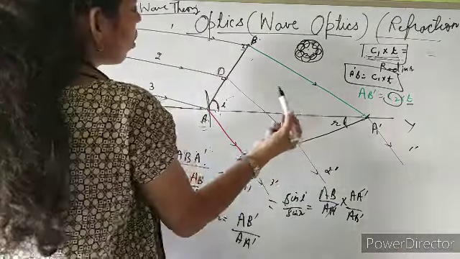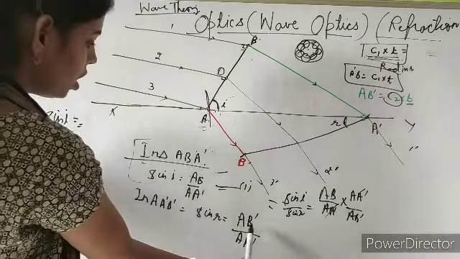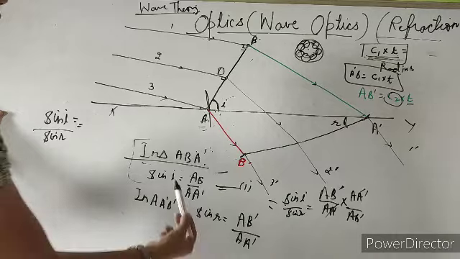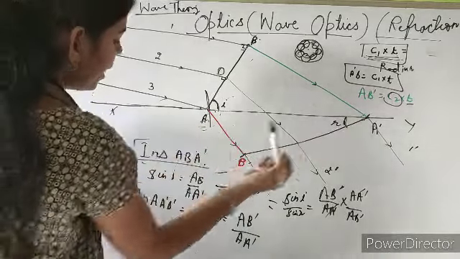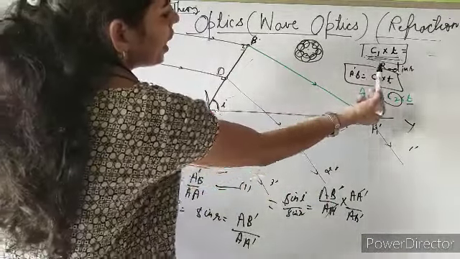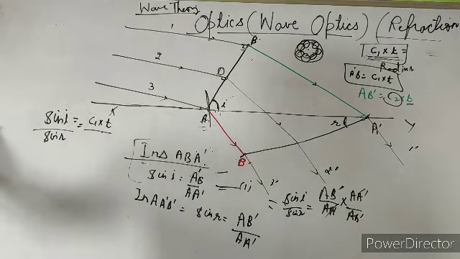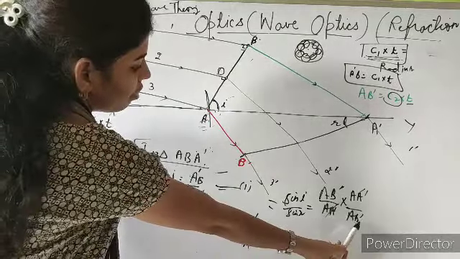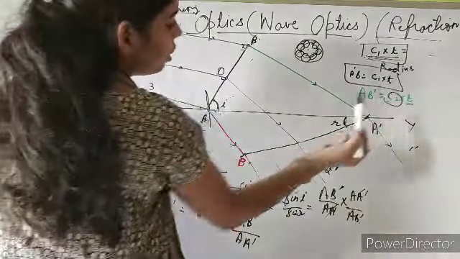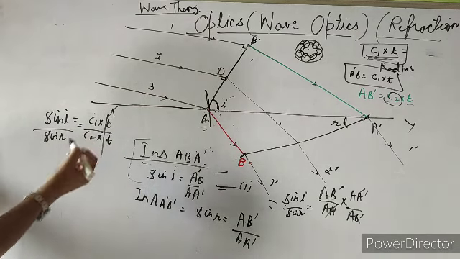What is AB? Not AB, AB dash. AB dash is sin of I, perpendicular. Perpendicular is A dash B. What is A dash B? A dash B is this much, and A dash B is C1 into T. Where is sin of R? We have already done that, and we are left with AB dash. AB dash is equal to C2 into T. T cancels with T, and we are left with C1 over C2.